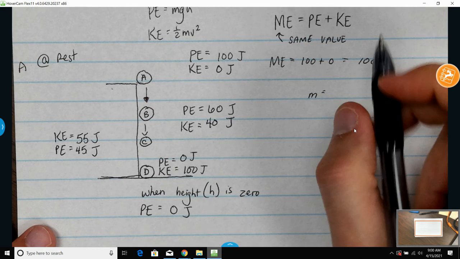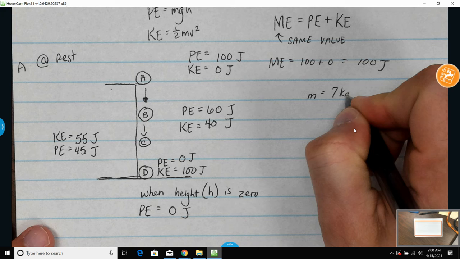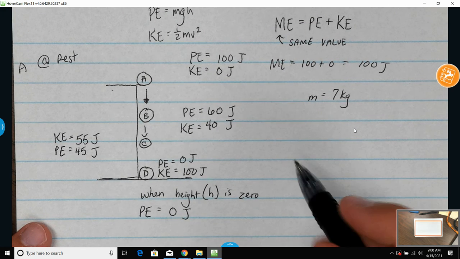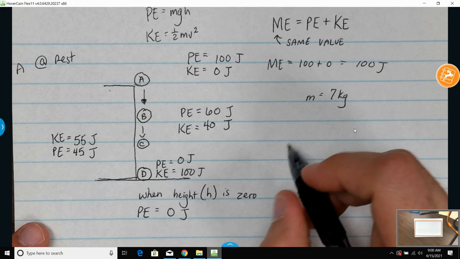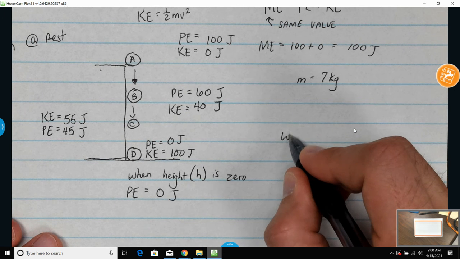Anyway, we digress. So let's just say the mass of this object was 7 kilograms. If I wanted to know what the speed is at point D, all right, so what is the speed at point D?